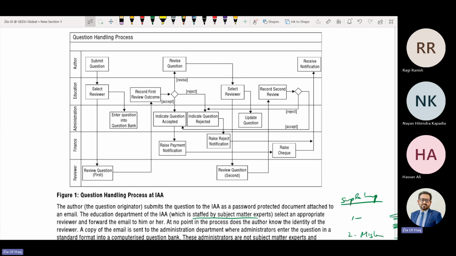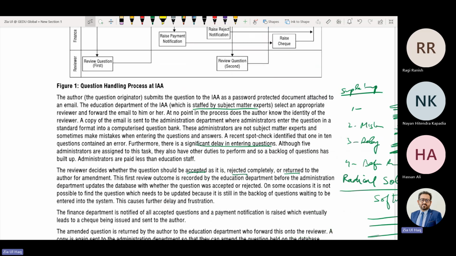The examiner will not ask you to draw this. It will be available in the question. We need to understand the system through this diagram, highlight the weaknesses and provide recommendations. Mainly highlighting weaknesses, providing recommendations. Some of the weaknesses will be stated straight away in the question, like in this question. There's a backlog. There are chances of errors. They are entering before the review outcome. So we can identify and discuss recommendations.